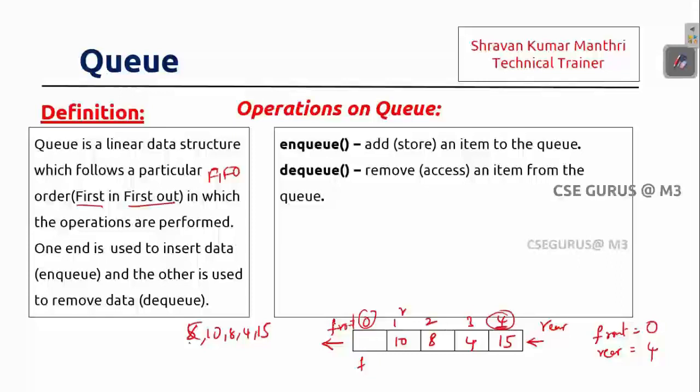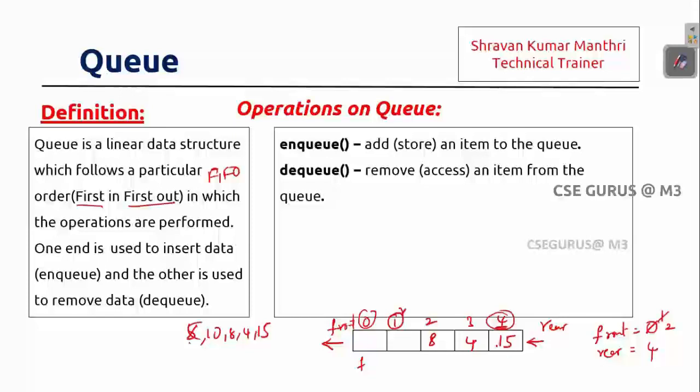Now when you delete 5, your front has to be incremented. Why? Because you cannot shift these elements from here to here. Simply, front now means 1. So front is here right now. Now again if you want to remove, 10 has to be removed, so my front value will become 2. So front is updated, not the rear.